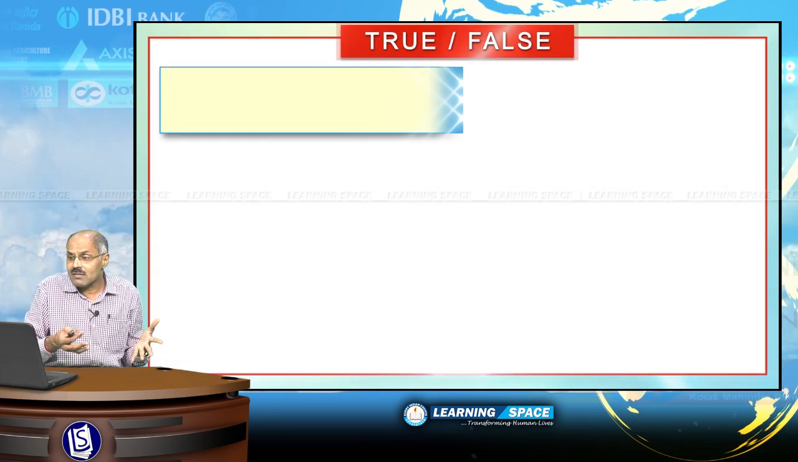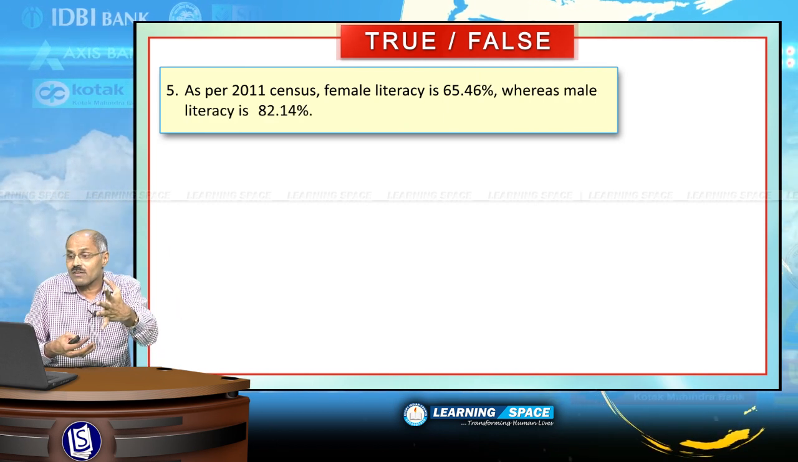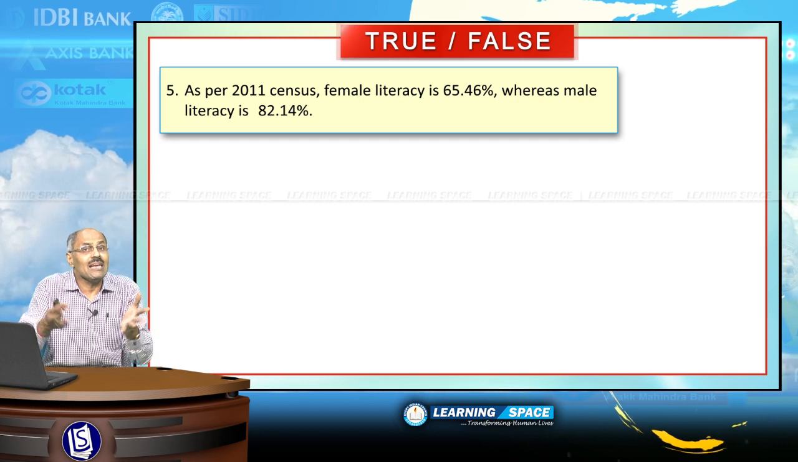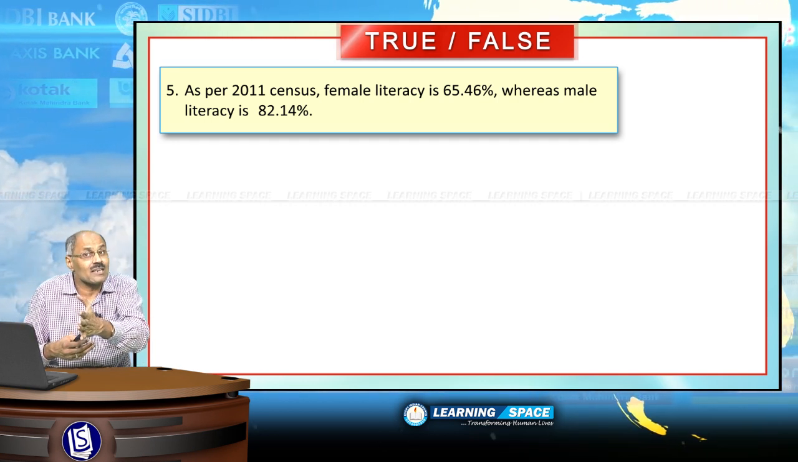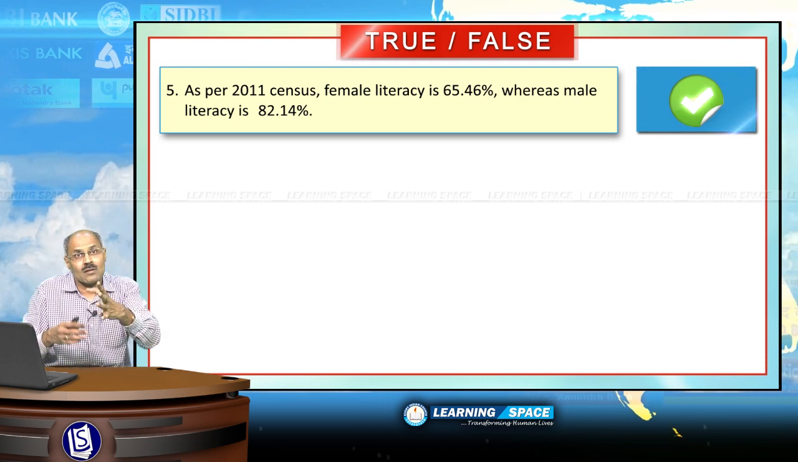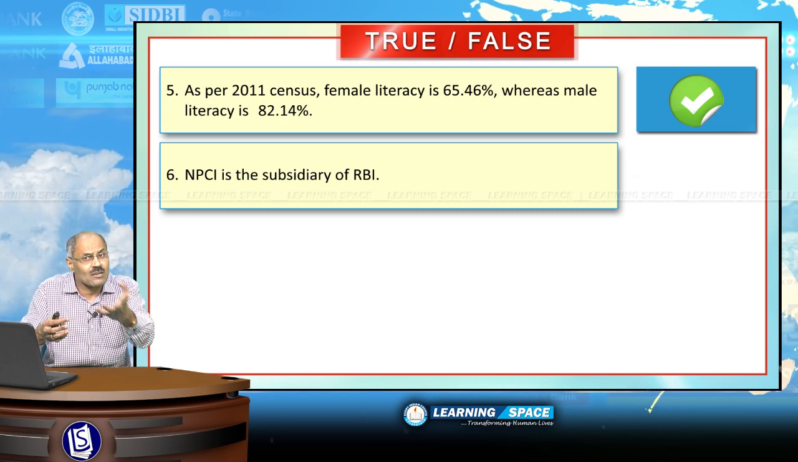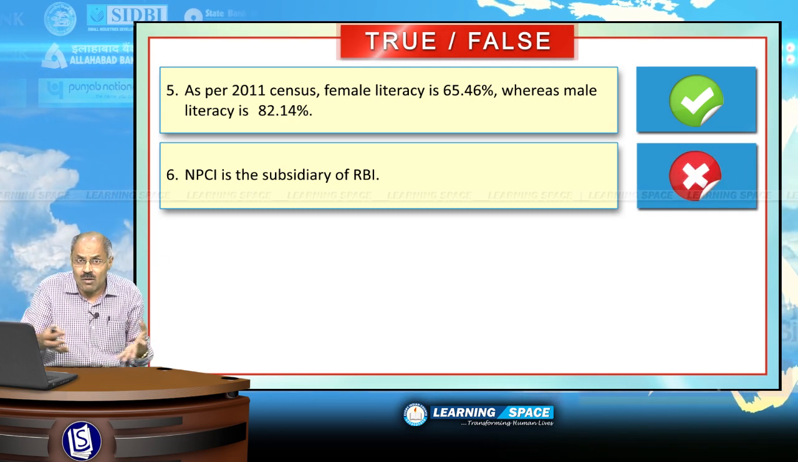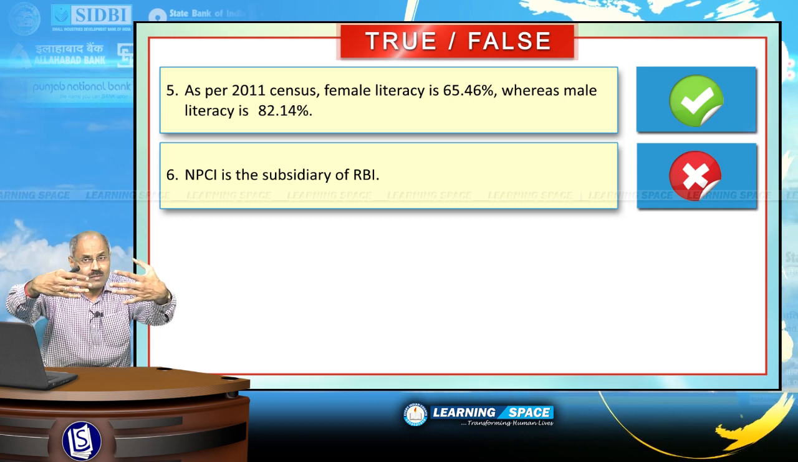As per 2011 census, female literacy rate is 65.46%, whereas male literacy rate is 82.14%. Please don't forget this is the right sentence. NPCI is the subsidiary of Reserve Bank of India. Absolutely wrong. NPCI was established so as to integrate all the retail payments.